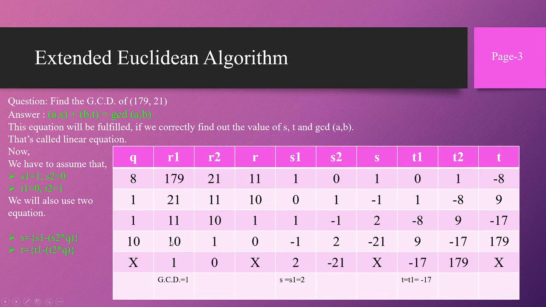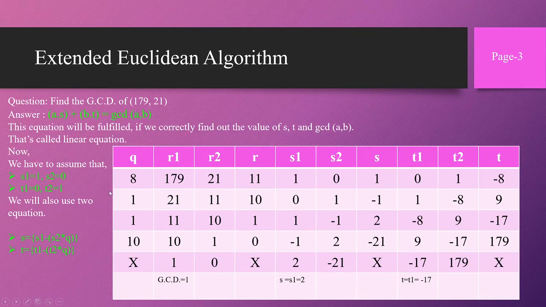Now in this section, if we divide 10 by 1, we will get quotient 10 and the remainder will be 0. Then we will again find the value of S using this equation. Minus 1 minus 2 into 10 is equal to 21. Then 9 minus 17 into 10 is equal to 179.